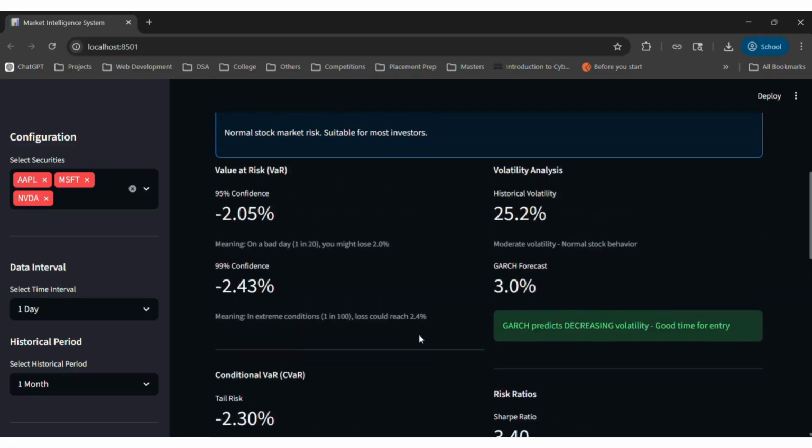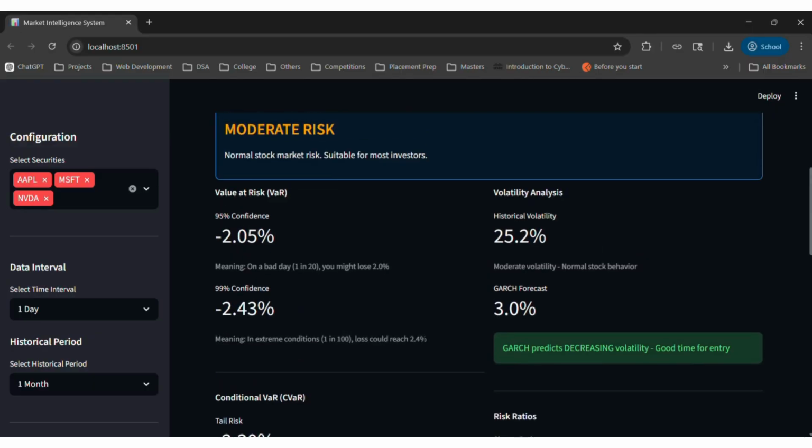We also incorporate GARCH based volatility forecasting, which helps estimate future risk. Why this matters? Markets exhibit volatility clustering. Future risk is not constant. This makes the system forward looking and not just reactive.